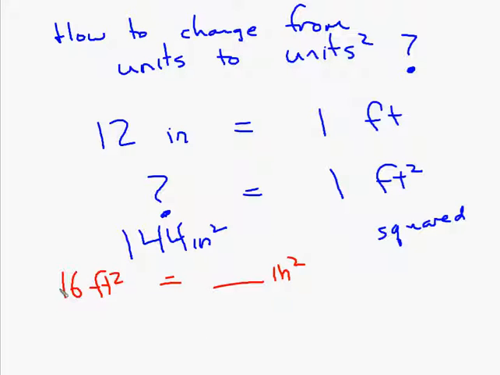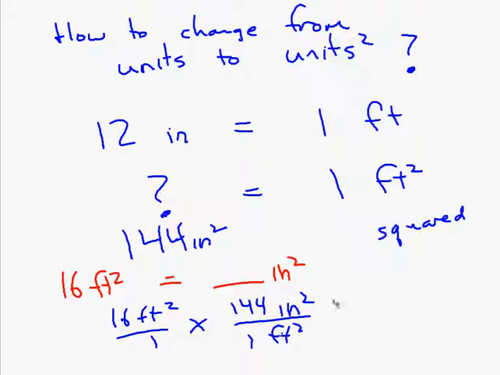Now, hopefully you can see 16 times 144, right? But if not, you factor label. 16 feet squared over 1 times feet squared on bottom, inches squared on top. Inches are smaller than feet, so 144 on top. 16 times 144 gives me what? 2,304. Okay, good.